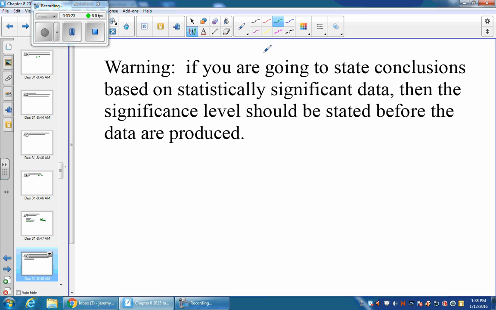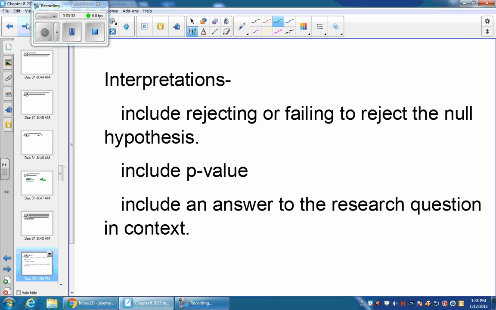Now, if you're going to state conclusions based on significant data, then the significance level should be stated before the data are produced. You want to check your alpha level before you start. When we make an interpretation of a significance test, we want to include a few things. First, we either want to reject or fail to reject. We need to include a p-value and link it to our alpha level. And then we want to include an answer to the research question in context. Hopefully this will make sense as we go through it.